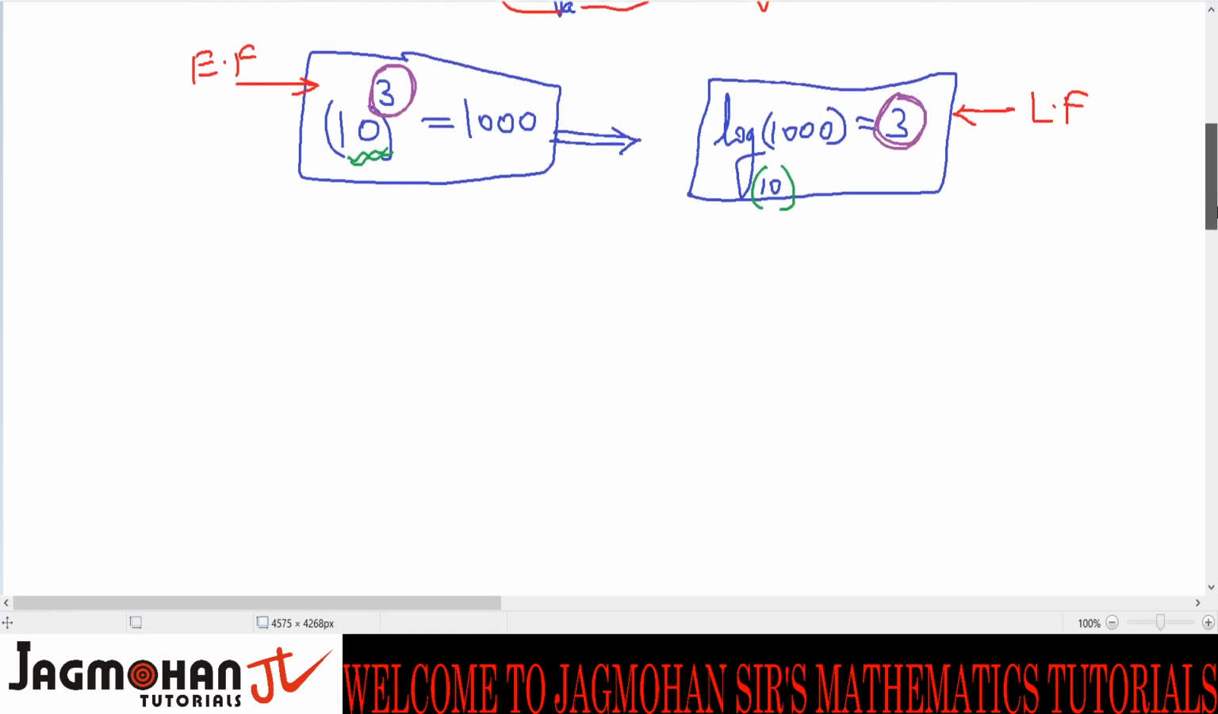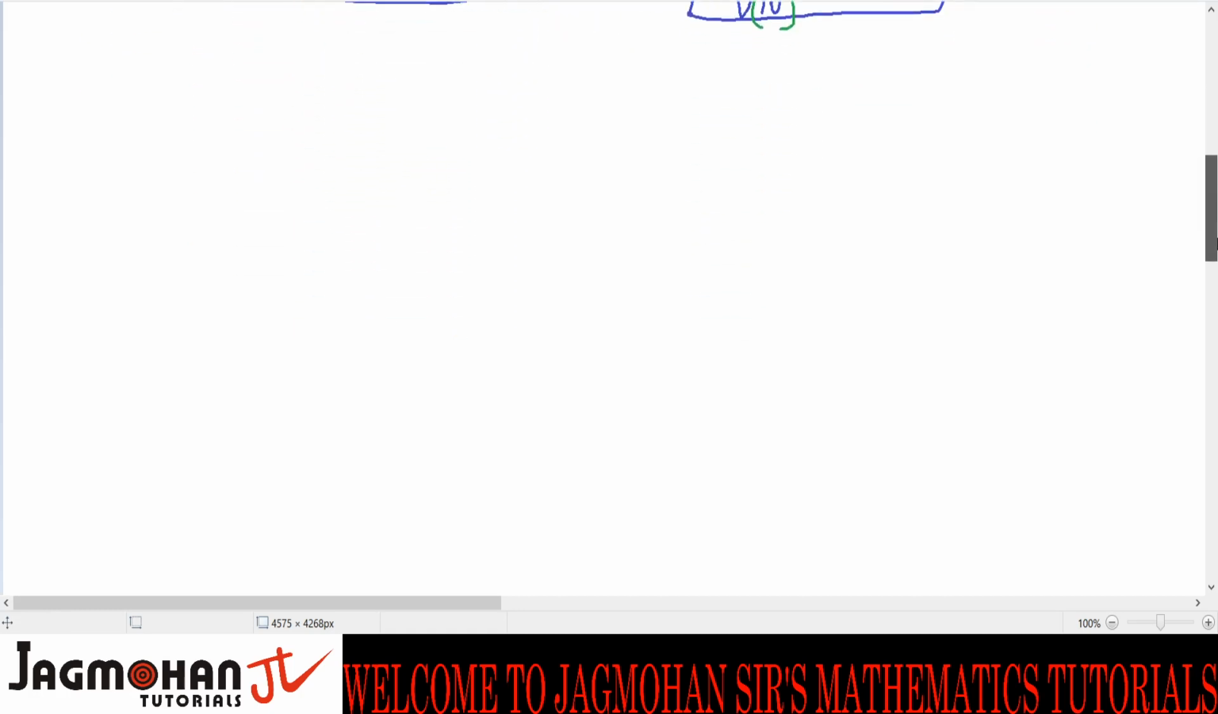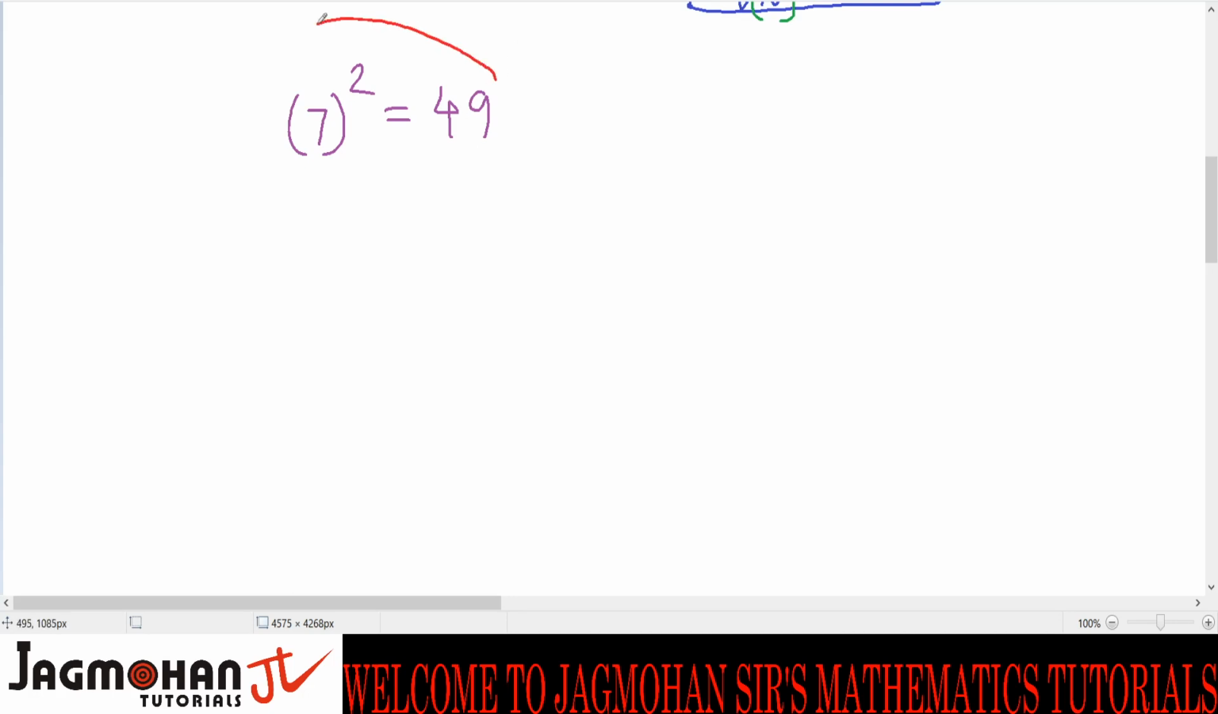So in short, for logarithm, suppose I have here 7 raised to 2 equals 49. This is exponential form. The same can be written as logarithmic form. What will that be? It will be log of 49 to the base 7 is equal to 2.